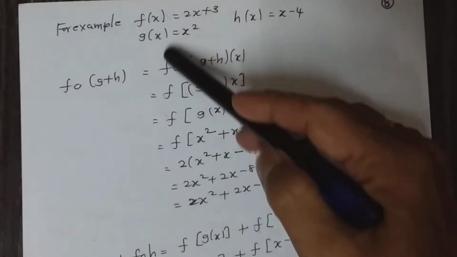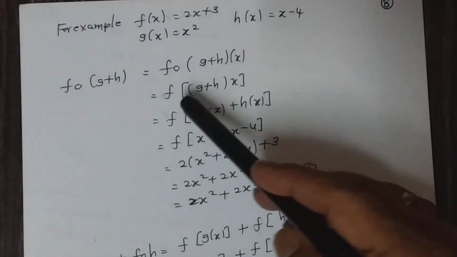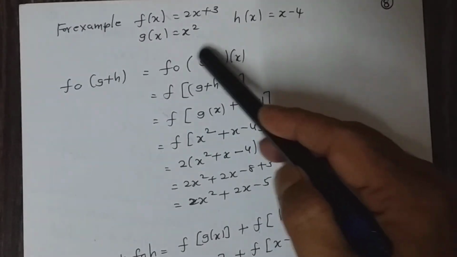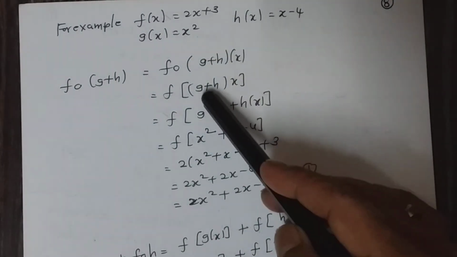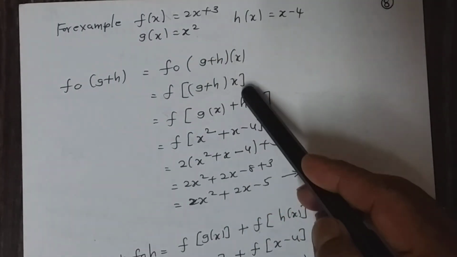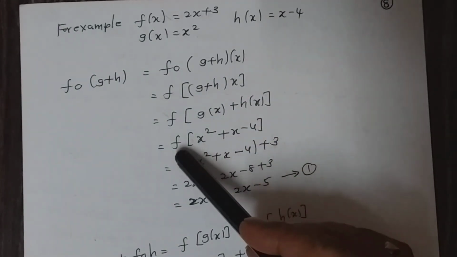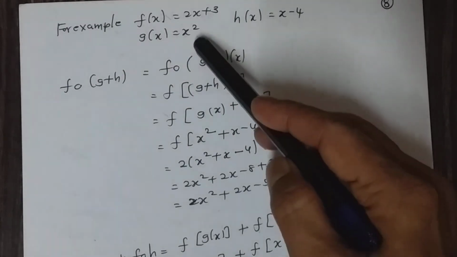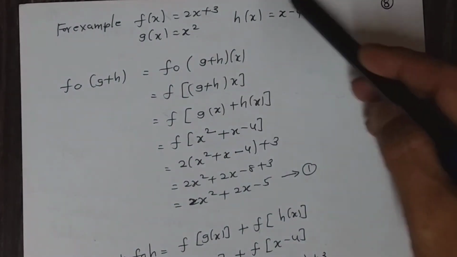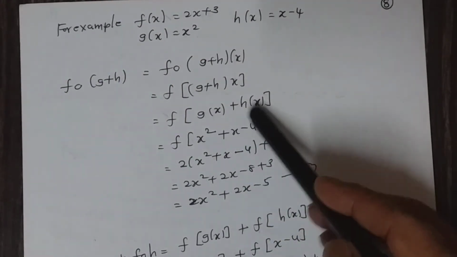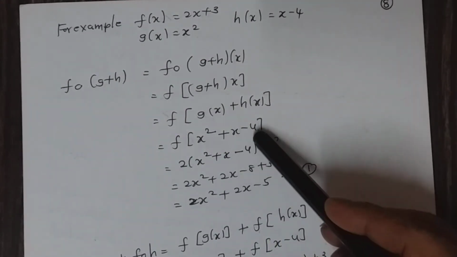So it is like f circle of g plus h of x, so f of g of x plus h of x. Instead of g, this fully is there. Then inside this bracket apply the algebra of functions. This is g of x plus h of x. What is g of x? x square, plus what is h of x? x minus 4. So inside this bracket you will get x square plus x minus 4.